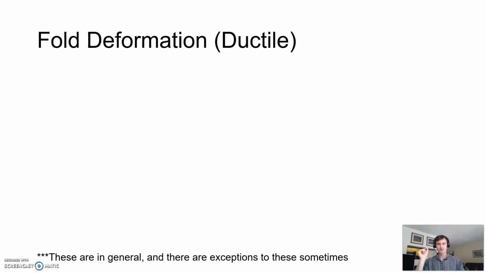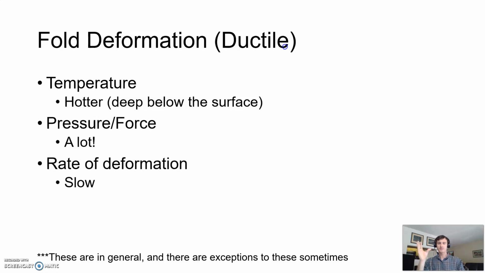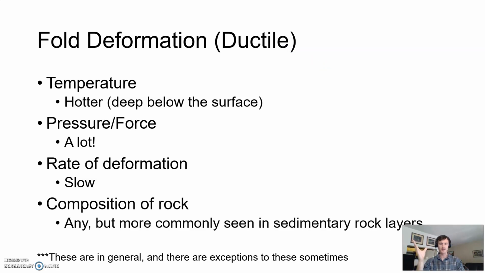So, fold deformation. This is ductile deformation. We haven't broken the rock, we haven't snapped it, we're not breaking it or fracturing it in this sense. Instead, we're slowly bending it or molding it into these sorts of shapes. This is more common whenever the rock is hotter, so deep below the surface, where we have a lot of pressure, and whenever we have a very, very slow rate of deformation. So we're not putting a whole bunch of force on it all at once. Instead, the force comes on slowly, and bends it into these sorts of shapes, like with folds.